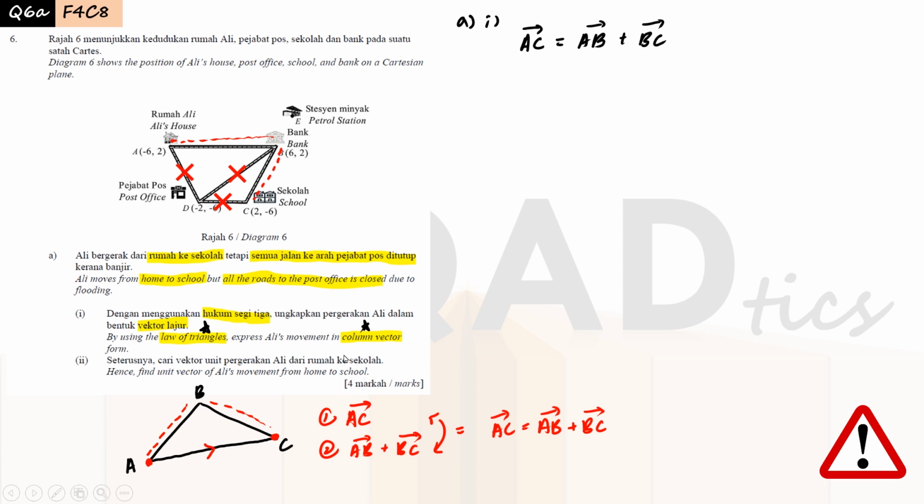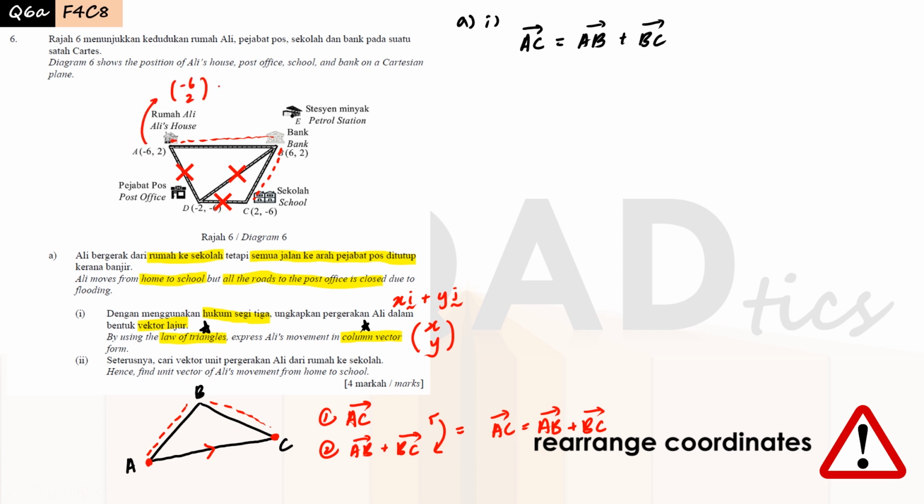In the question here it says that we need to write it in the column vector way. Usually when we write vectors, we always write it in this way, correct? Column vector is just writing the values of vector i and j, which is x and y, in this way. From coordinates to this type of vector is very simple. It's just rearranging the coordinates. For example, A would be (-6, 2), B would be (6, 2), C would be (2, -6).